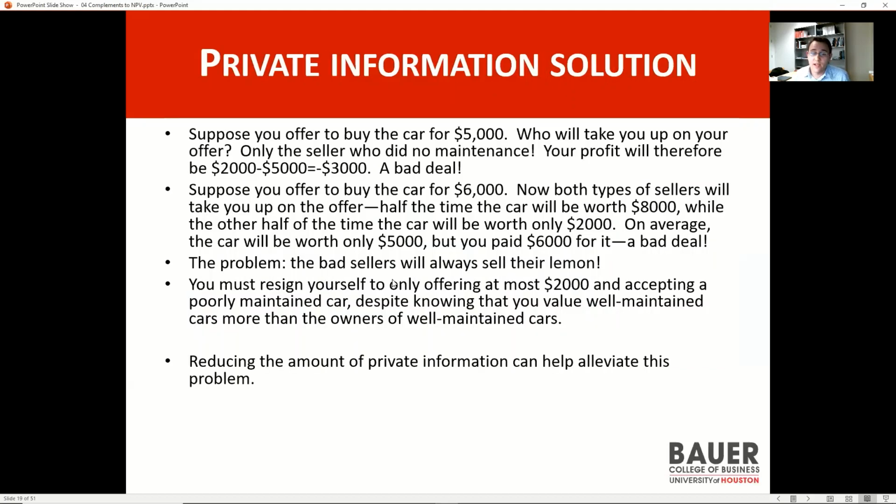What does that tell us? Well, if we can reduce the amount of private information somehow, then maybe we can reduce the problem. Right? So NPV is not going to do it enough. Maybe we need some other metric that reduces this problem, and maybe that can create value. So keep that in your mind. That's where we're going. We need some other metric to help us.